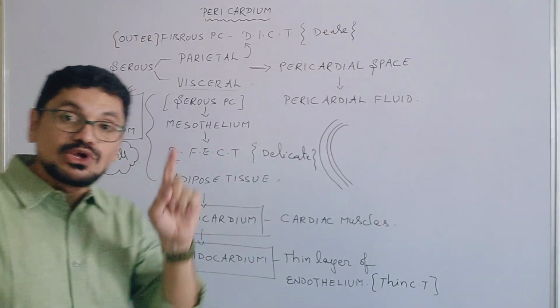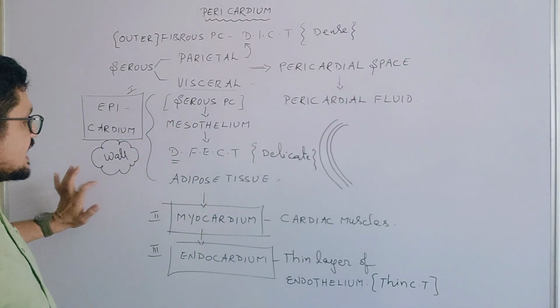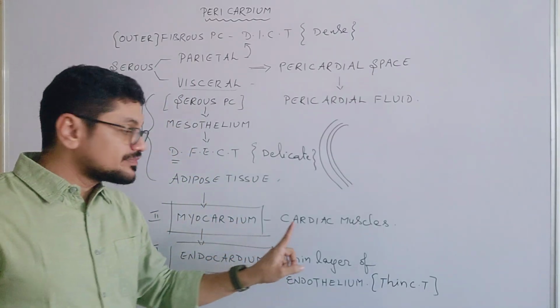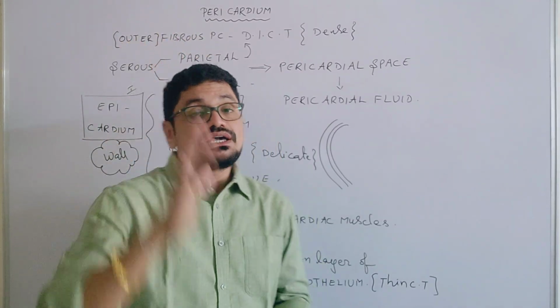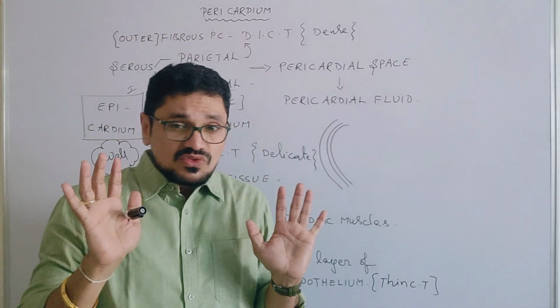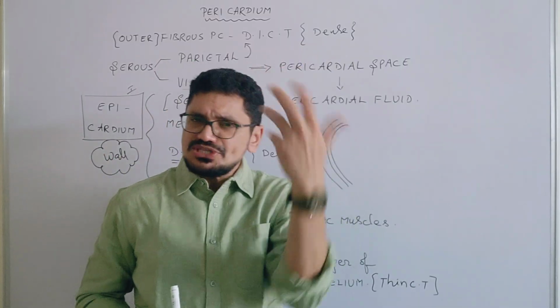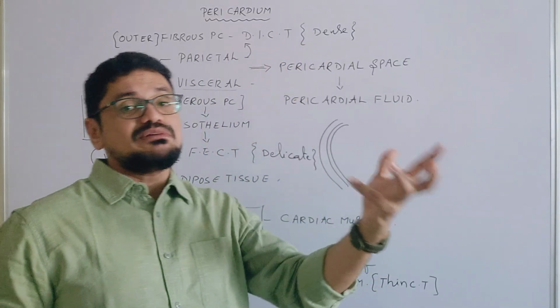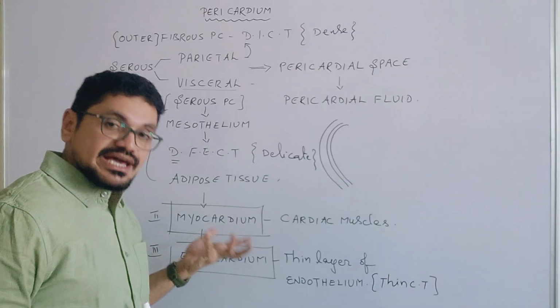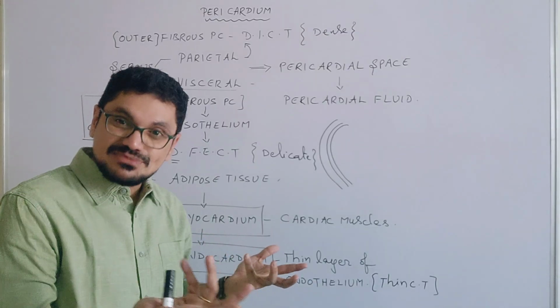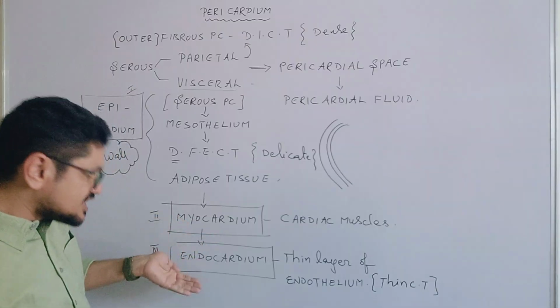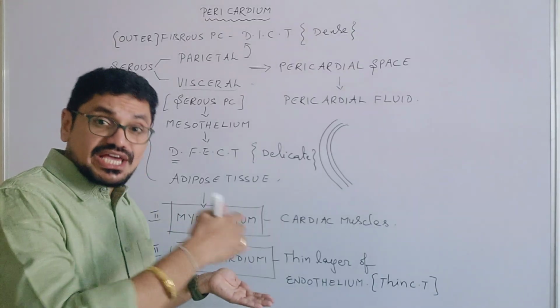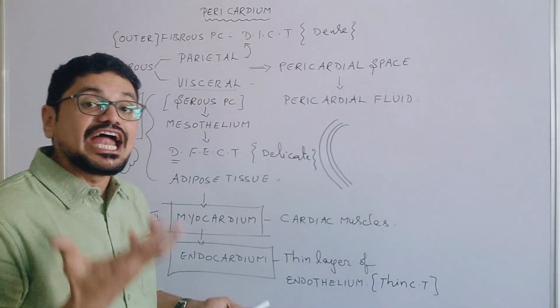Below the epicardium, the wall of the heart contains another layer called myocardium, and here cardiac muscles are present. More than 95% here cardiac muscles are present. The entire heart, of course, is made of cardiac muscles. 95% of cardiac muscles you can see in this myocardium. Myo means muscle. Study of muscle is myology. And now just beneath this myocardium, the innermost layer which is closely seen is the endocardium.